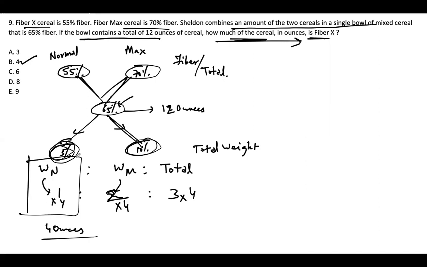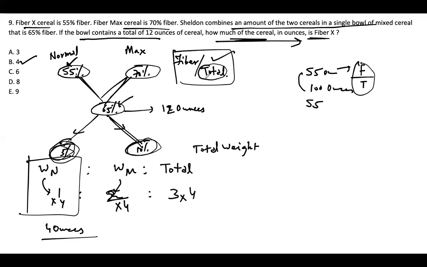Unit of what? We are saying that it's fiber per total, right? So percentage will have no units. This is just for your explanation. How did you calculate 55%? Let's say 55 ounces of fiber in 100 ounces of Fiber X cereal. Then you calculated 55 by 100, which is 55%. So the amount of fiber divided by the total weight of the cereal. This is kind of an average, and this will indicate the number of samples here. Okay, it's fine, sir. Got it.